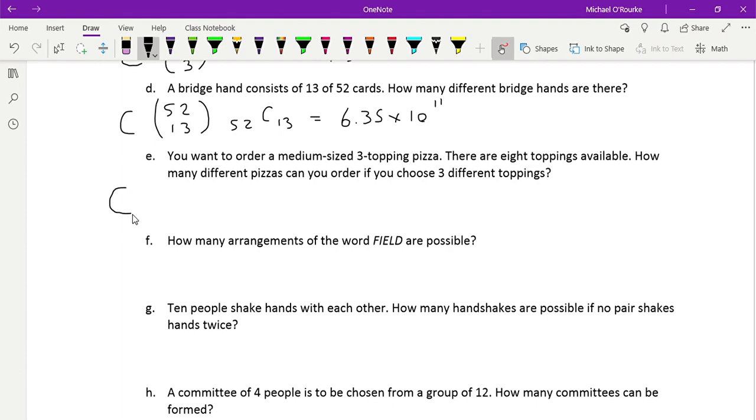Okay? Because if you think about it, when you put the toppings on, if you put the same amount of toppings on, no matter what order you put them on, it doesn't matter. You just put the pepperoni on, you put the sausage on, you put whatever on.